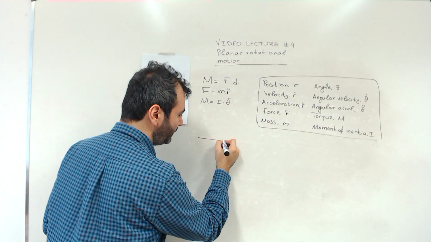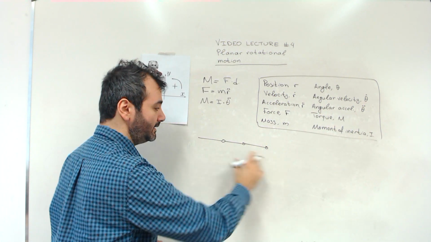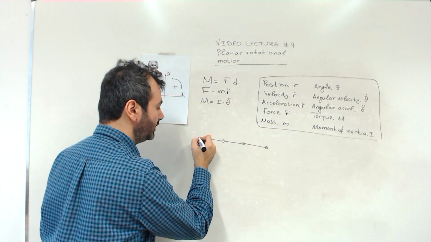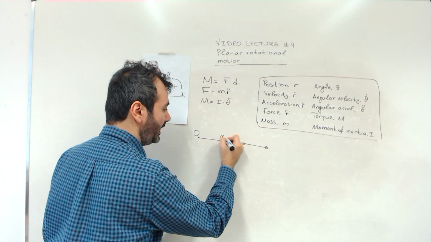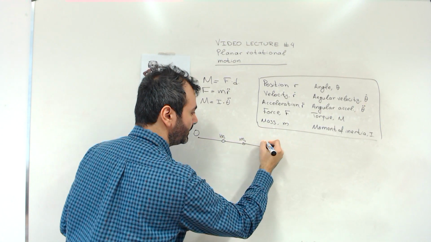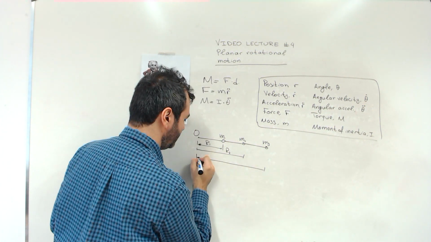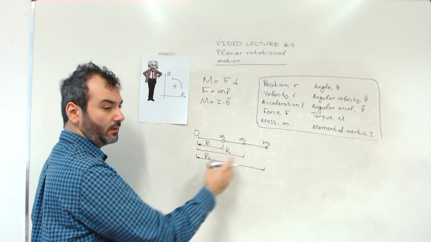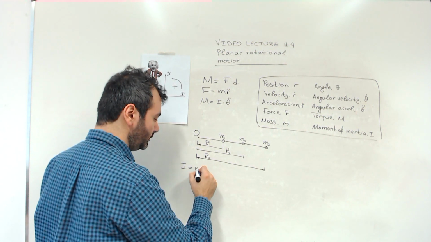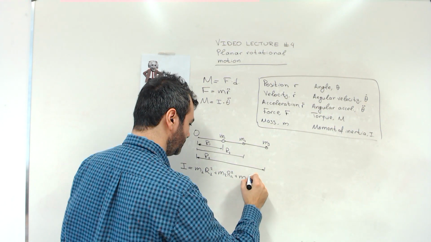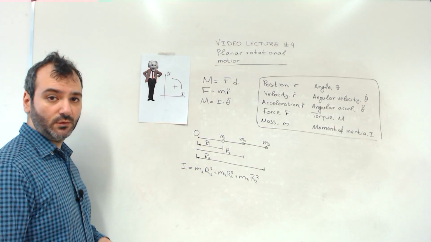If you have an example as simple as that, you have multiple point masses and they are connected on a rod, and this is your point of rotation, and let's say that your masses are m1, m2, m3, and they are at distances r1, r2, r3, then the total moment of inertia is equal to m1 r1 squared plus m2 r2 squared, and so on and so forth.